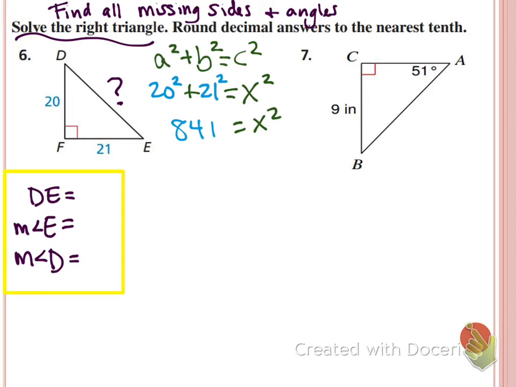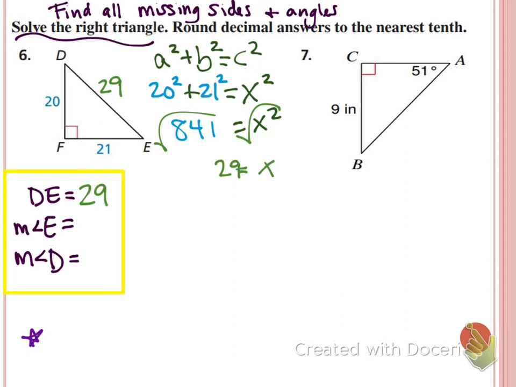Then we will take the square root, and x equals 29. Remember that we called it x. It's not the name of the side in the triangle. So DE is 29. Now we're going to find the measure of angle E and the measure of angle D.